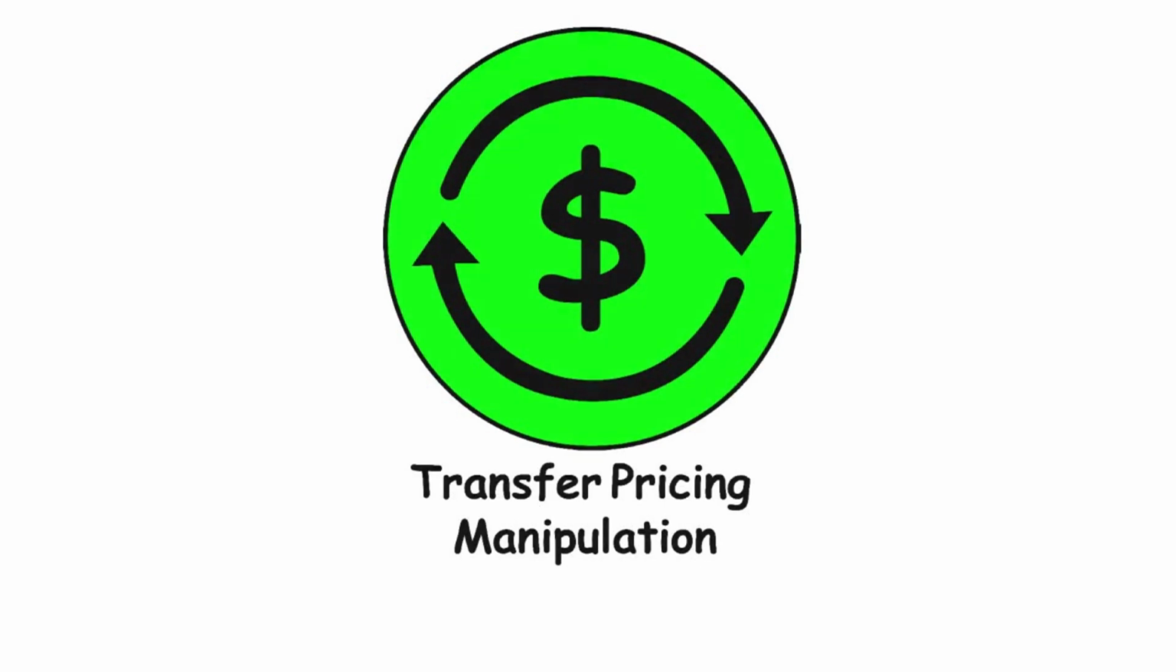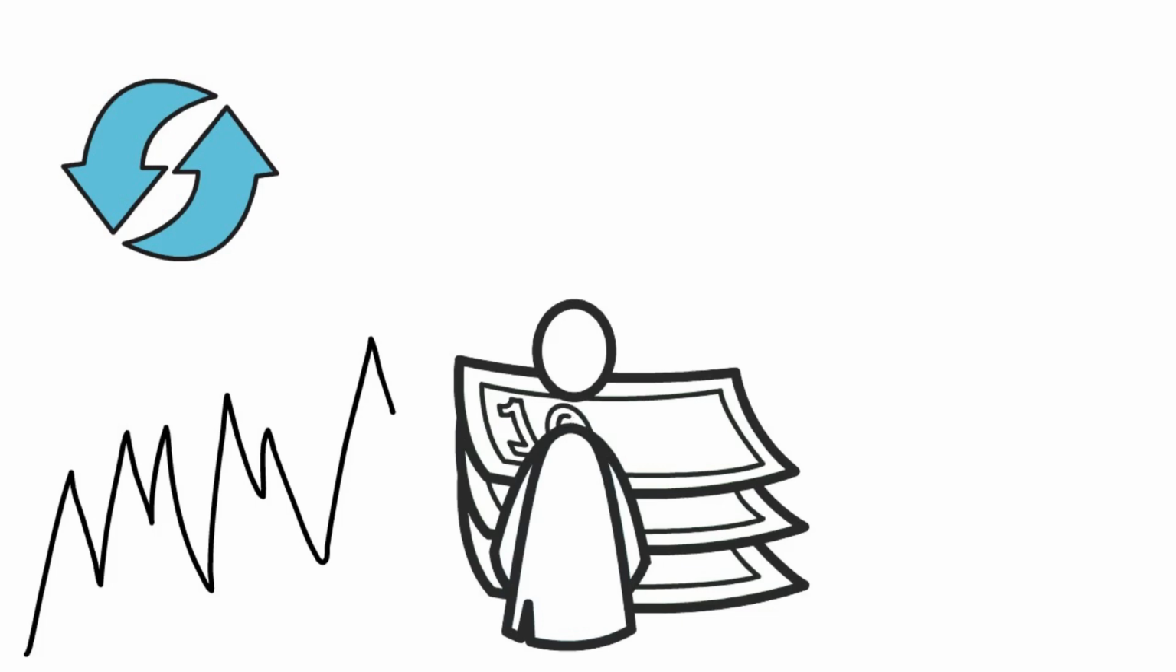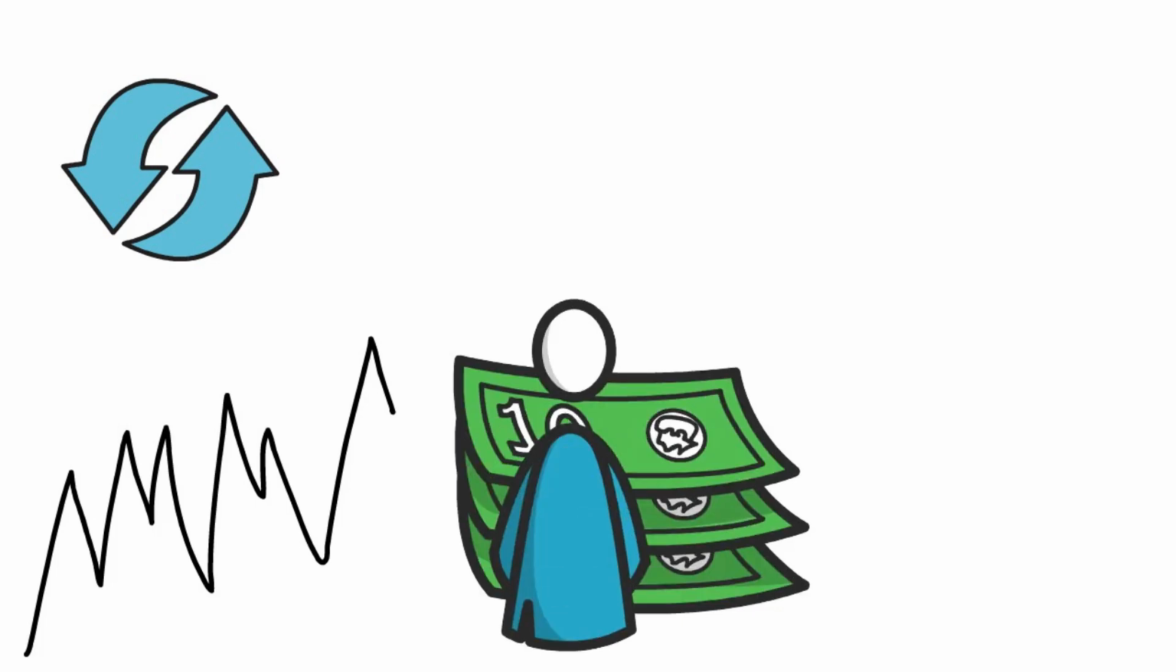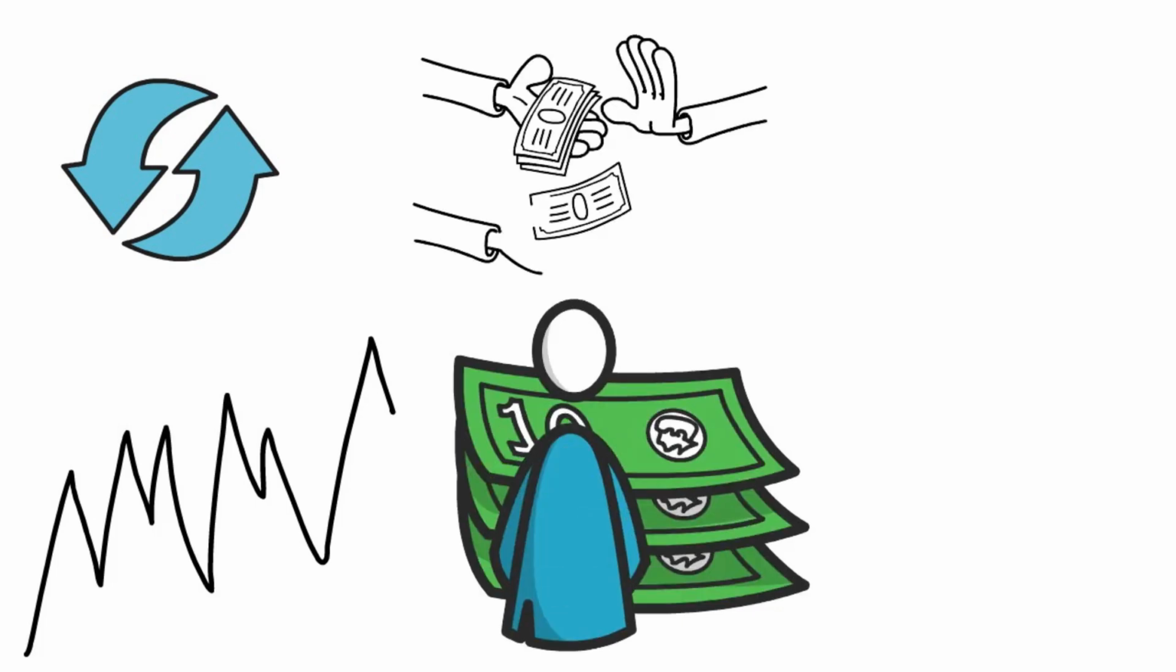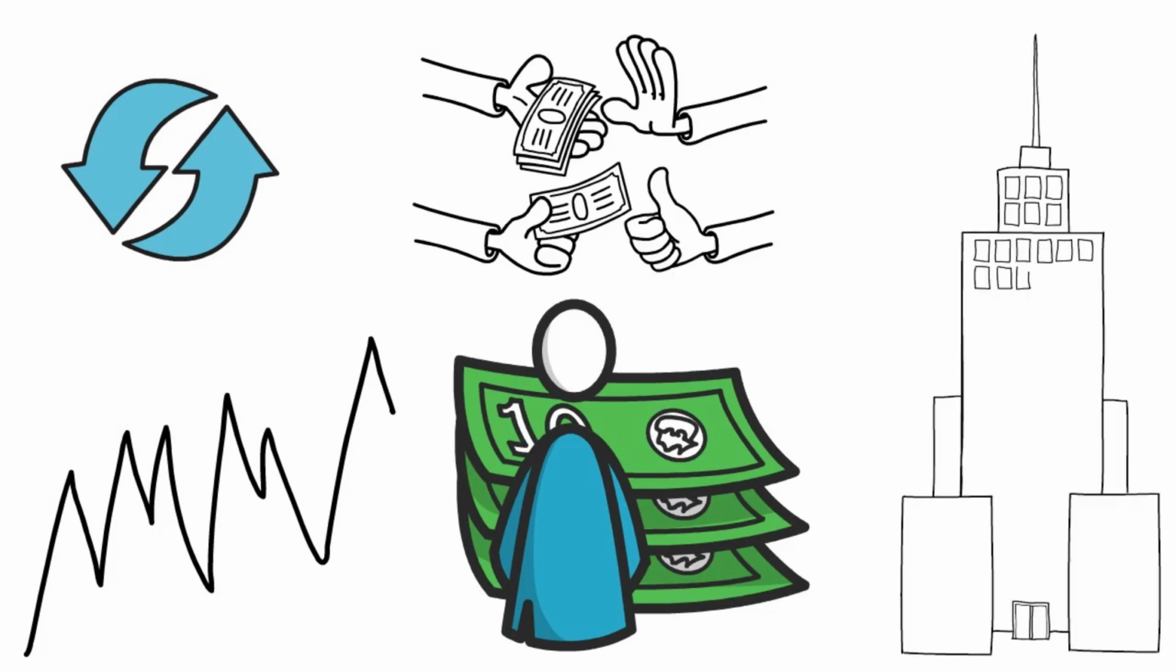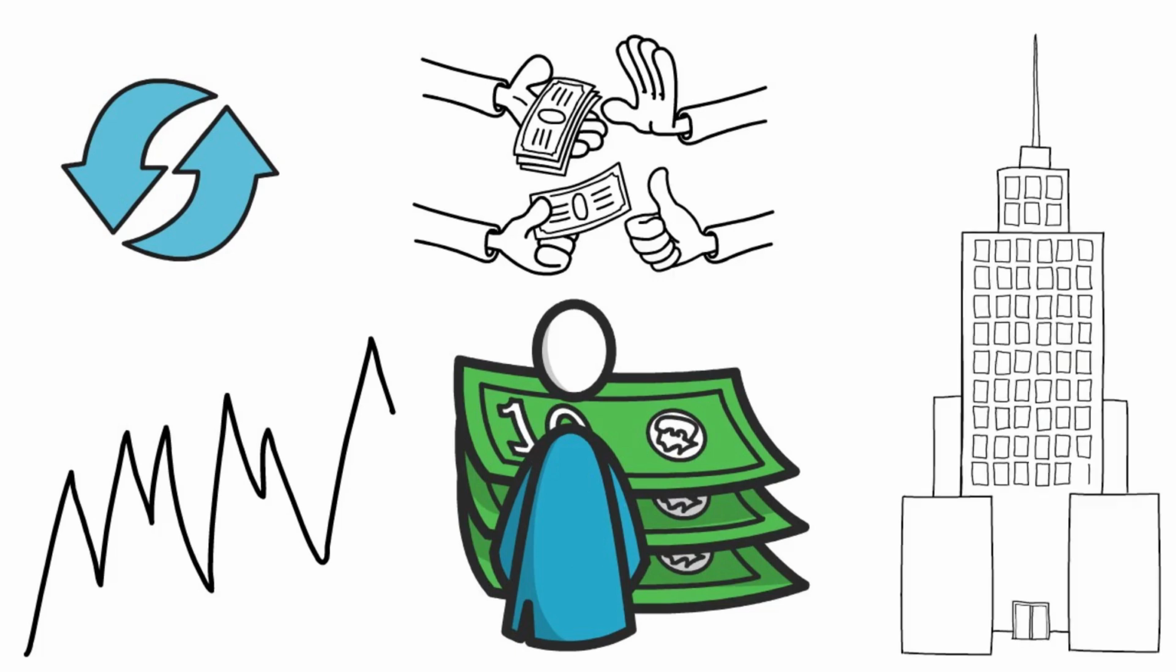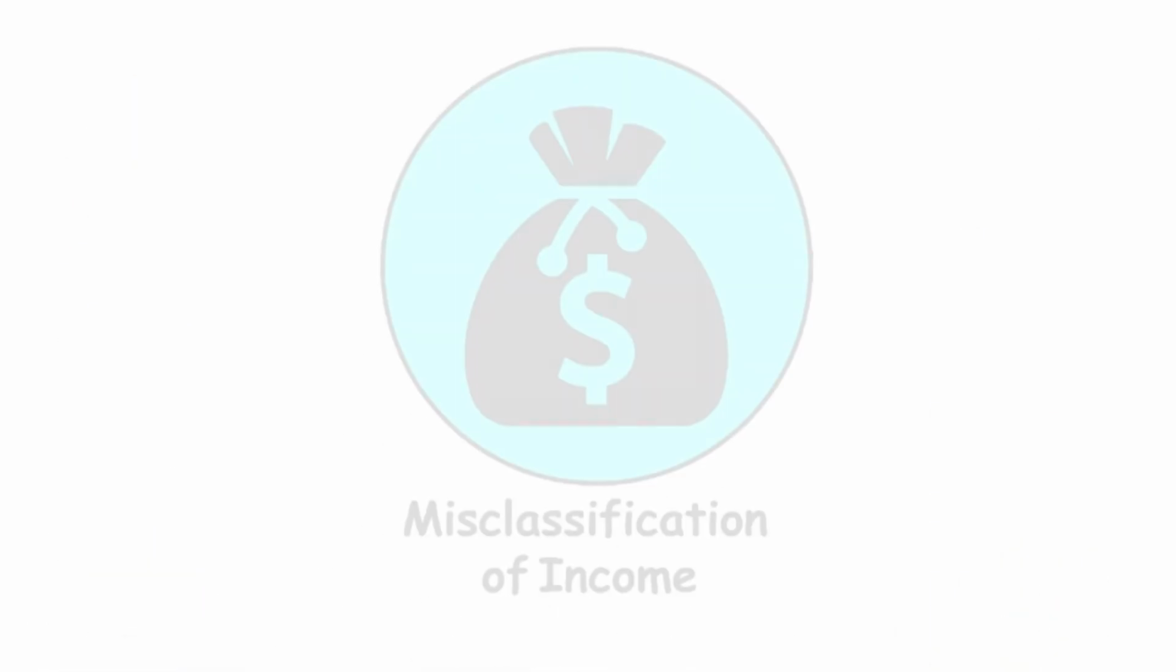Transfer pricing manipulation. Transfer pricing manipulation involves altering the prices of goods or services exchanged between related entities in different jurisdictions to artificially shift profits to low-tax regions and minimize overall tax liabilities. This practice is often employed by multinational corporations to exploit variations in tax rates across countries.